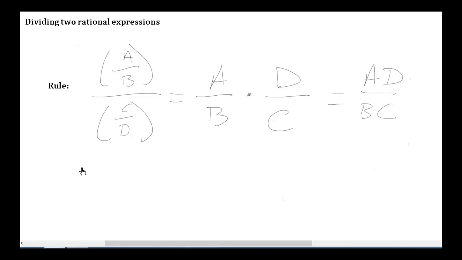And here we just have to be careful of the following things. B, C, and D cannot be 0, because that would cause division by 0, and that is something that is an undefined operation. So the good news is, if you can multiply rational expressions, you can divide them. You kind of get that for free. All you have to do is remember to flip the bottom one, and we're back to multiplication. So when you're doing these, flip first. That's the first thing you do. Then factor.